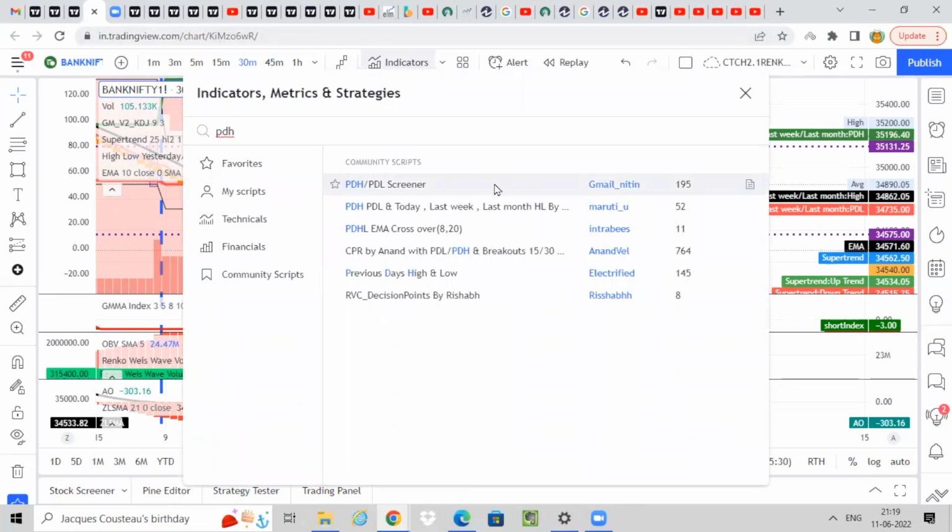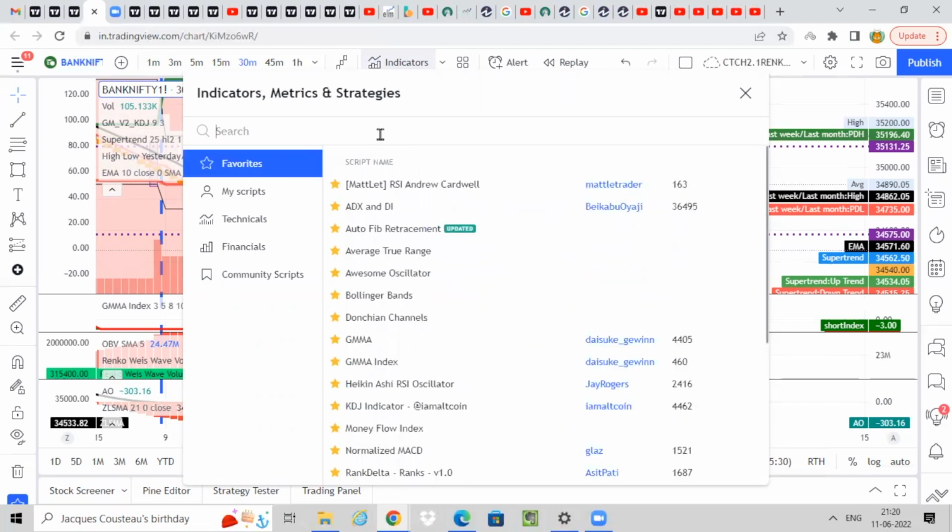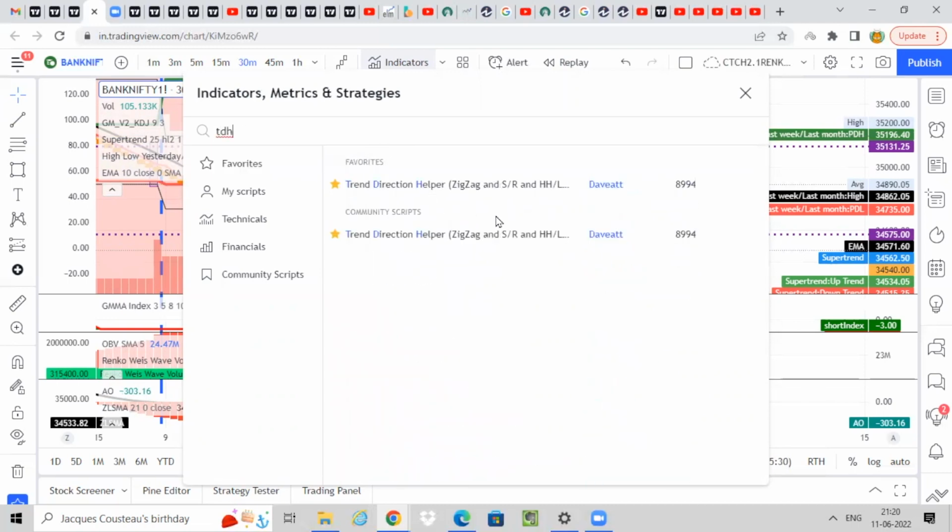Look at this one. You should have marked the previous day high and low. I think it is this one. No, this one or this one? No. Sir, is it TDH, trend direction helper? One moment. This is previous day high low. No, it's not PDH. Sorry, it is TDH. I made a mistake. Yeah, trend zigzag. Take that one.